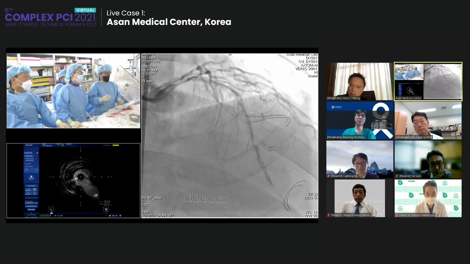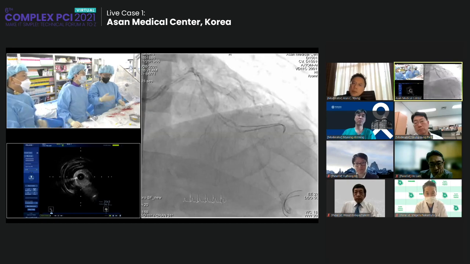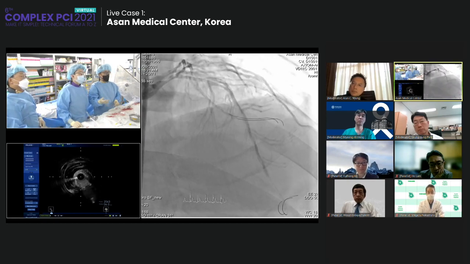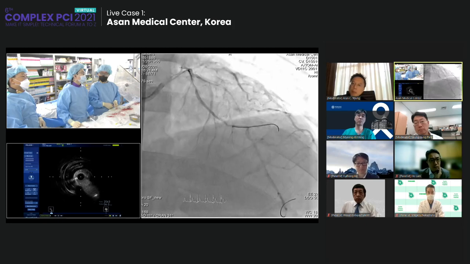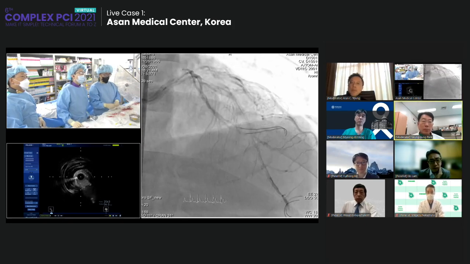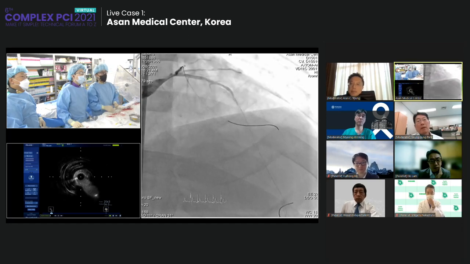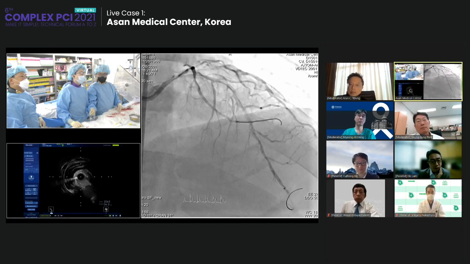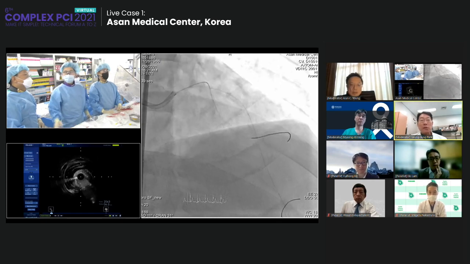So we already did ballooning and we are doing further PCI procedure. Any comment or any suggestion from the panel? Huge plaque and multivessel disease in a young patient with diabetes. Absolutely very diffuse disease, right?